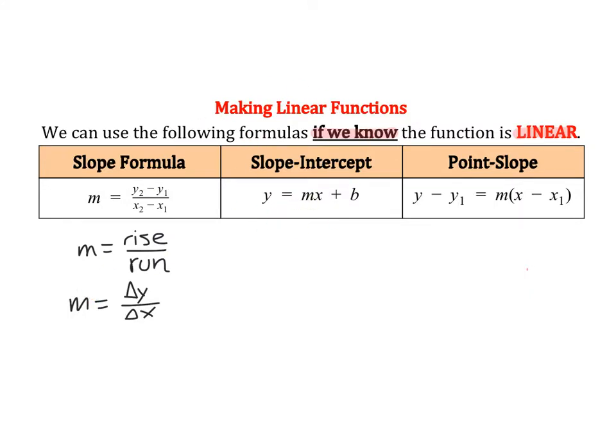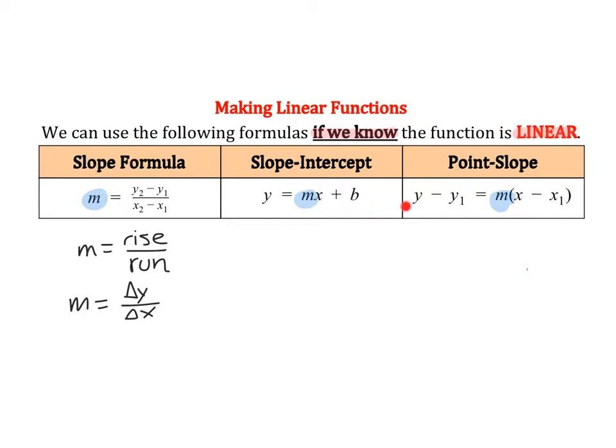Now we also know slope-intercept form, y equals mx plus b. If we know it's a linear function, we can use this formula. And we also know point-slope form, y minus y1 equals m times x minus x1. So you'll notice that one thing that all three of these have in common is slope. So finding the slope is the most essential part of defining a linear function.